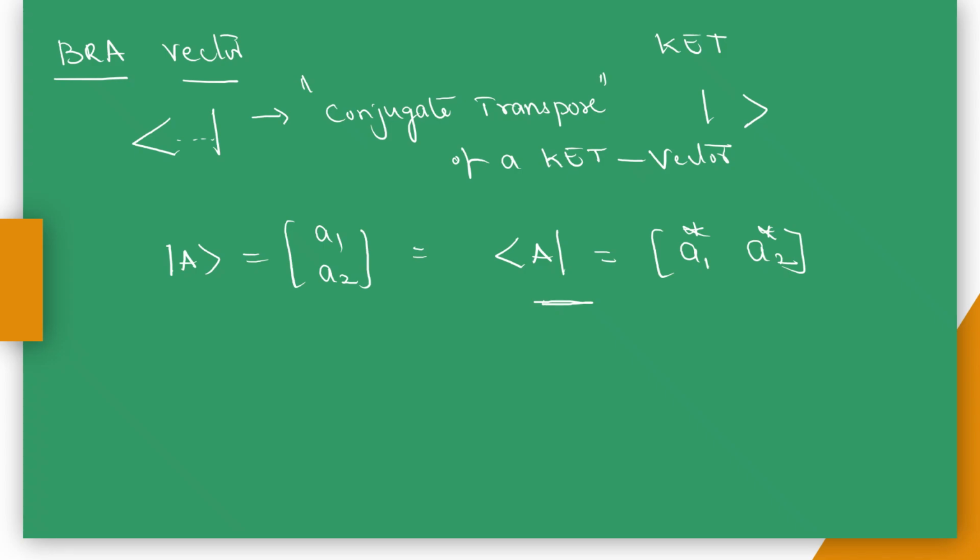Ket simply represents the state, and bra is the conjugate transpose of a ket vector. So, coming to the inner product.